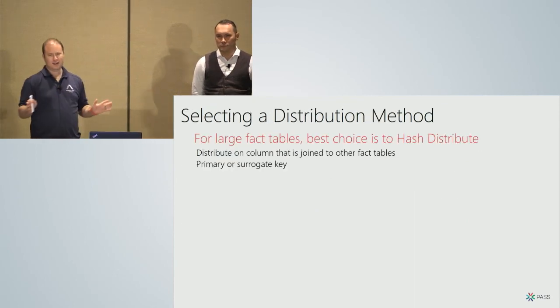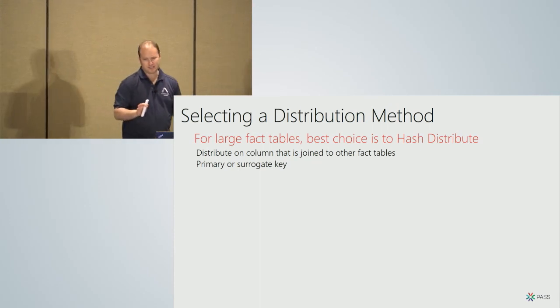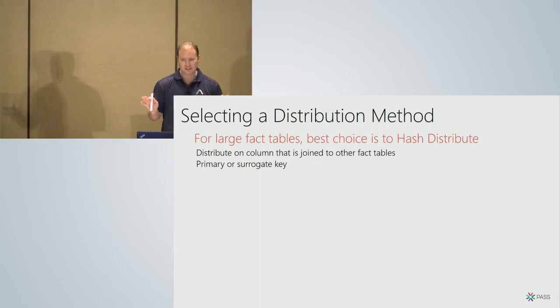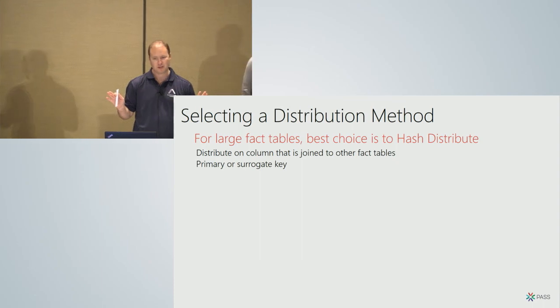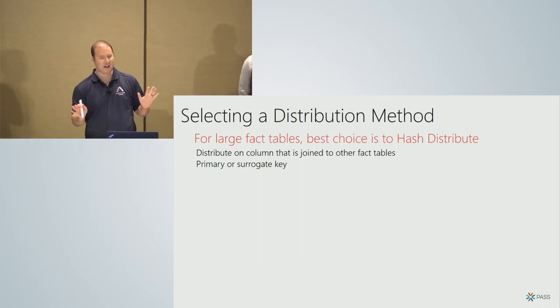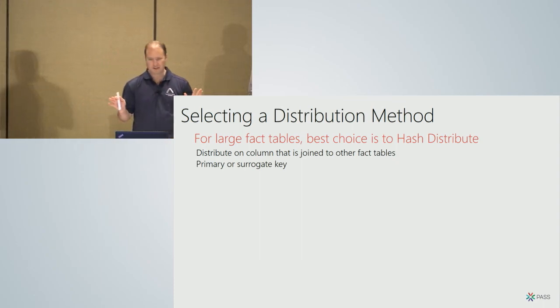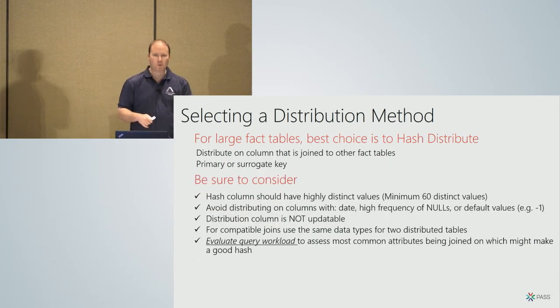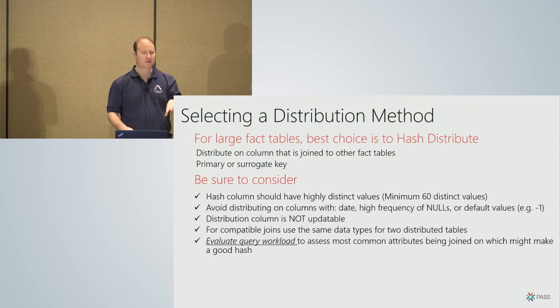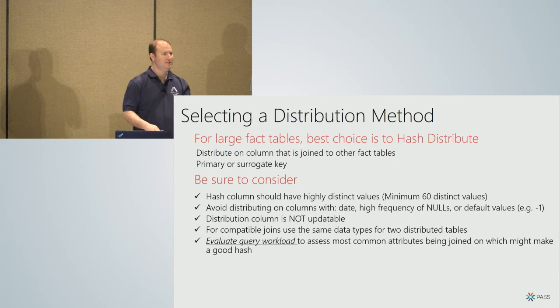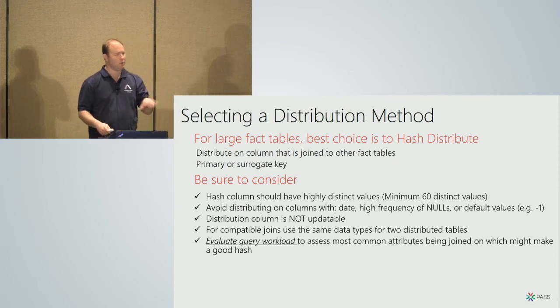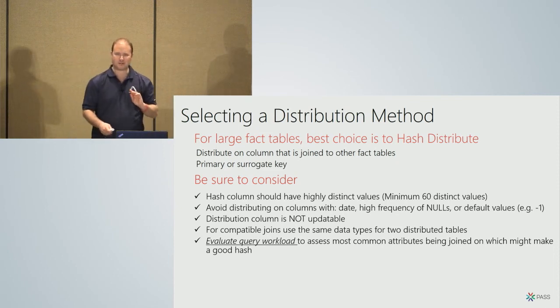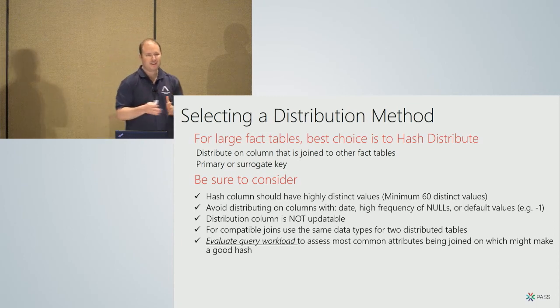So having said that, quickly, some general guidelines on selecting a distribution method. Again, for large fact tables, the best choice is to hash distribute. You want to distribute on a column that's joined to other fact tables, primary or surrogate key. A number of considerations. Really the most important one is evaluating the query workload to assess the most common attributes being joined, right, which might make a good hash. So I think that's really important. Of course, there are a number of other considerations, but really trying to understand your workload, that's where you're going to ultimately get the best benefit there.